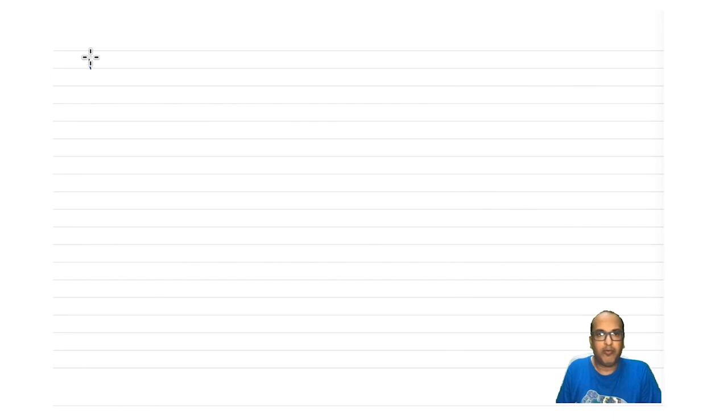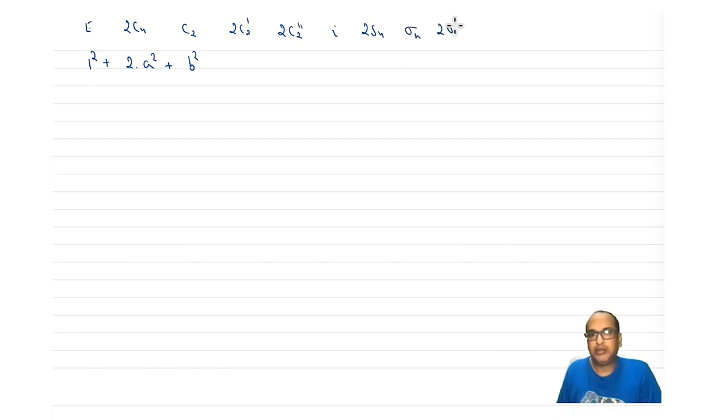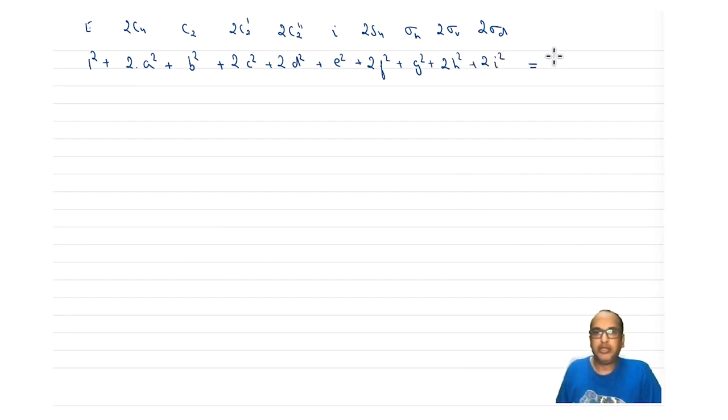So this gives me 1 square plus 2 into A square plus B square. Let me just write down the corresponding symmetry operations so that we know the class sizes here: C2, 2C2 prime, 2C2 double prime, i, 2S4, sigma h, 2 sigma v, 2 sigma d. Plus 2 C square, plus 2 D square, plus E square, plus 2 F square, plus G square, plus 2 H square, plus 2 I square, right? This should be equal to 16.